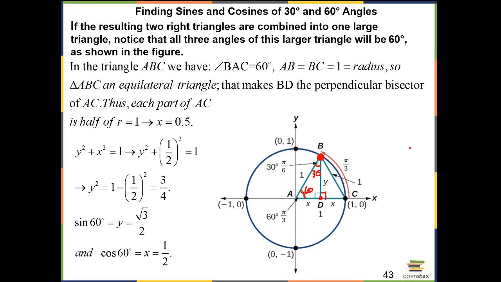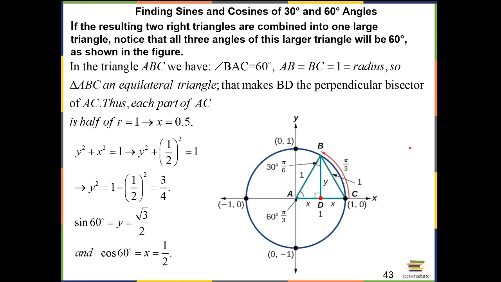Why? Because if this is 60, then this is 90 here. This has to be 60 as well. So we got 60, 60, and 60. So that means this side right here is 1, this side right here is 1, and this side right here is 1, right? Now, since this is an equilateral triangle, again, let me go over this one more time.